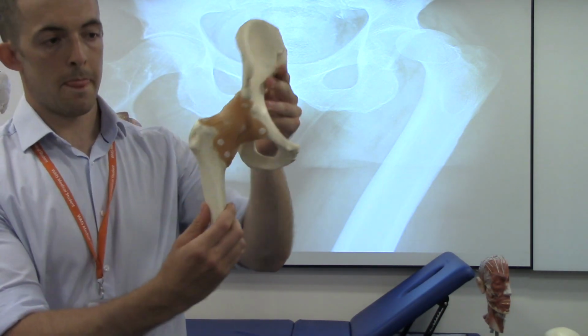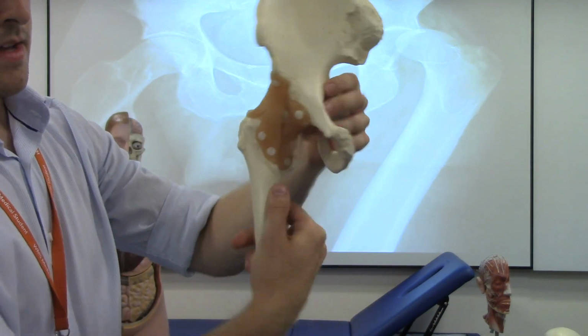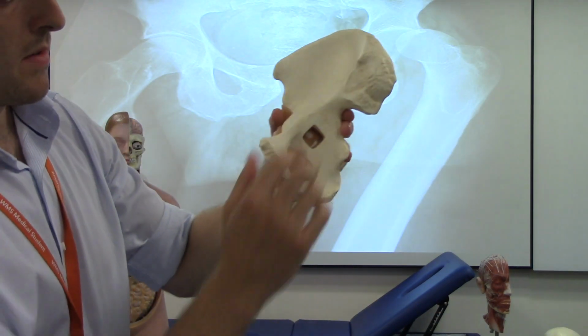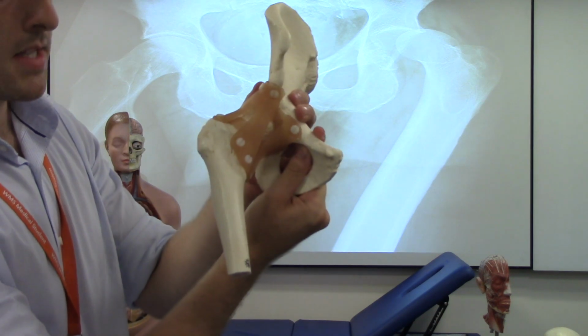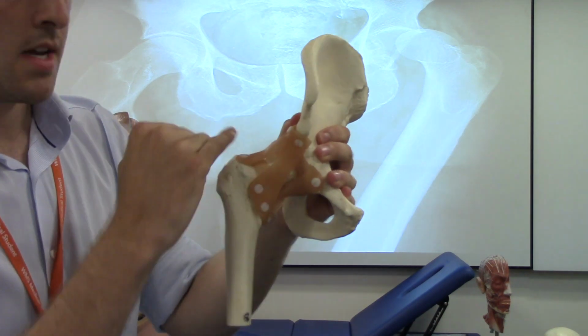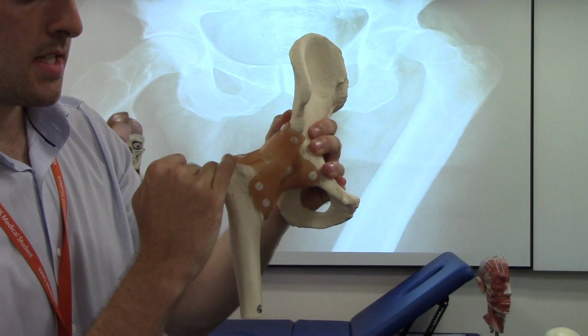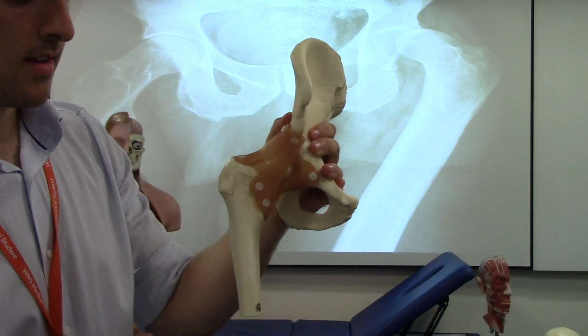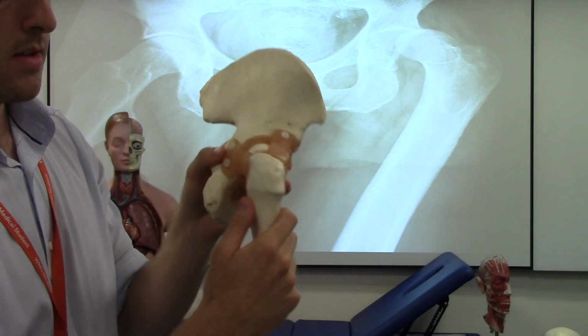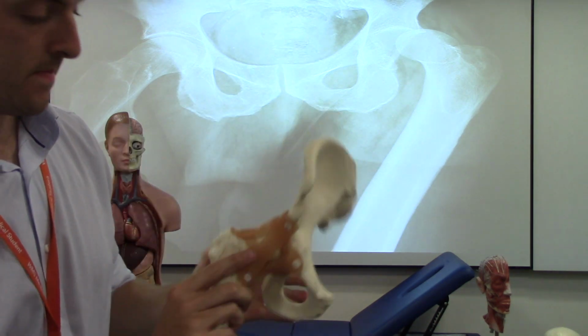So this is the hip joint. We've got our femur here, we've got our 3 bones which make up our pelvis, and these are ligaments. A ligament attaches bone to bone, a tendon attaches muscle to bone. So here, bone to bone, ligament.